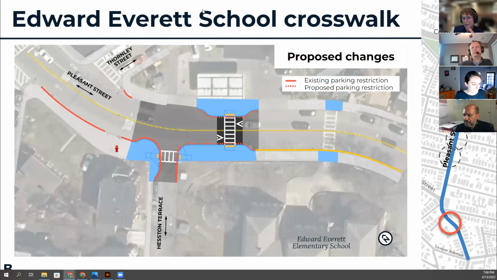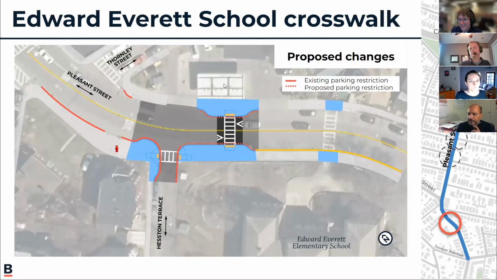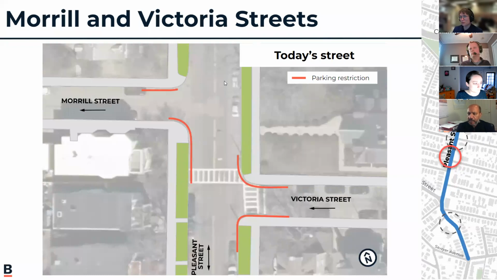All right, I want to make sure that we do get through the rest of the different locations that we're looking at. So I'm going to move on. But again, once we move through everything, we're happy to take further questions about anything that we've already went through. So let's move to Morrill and Victoria Streets.